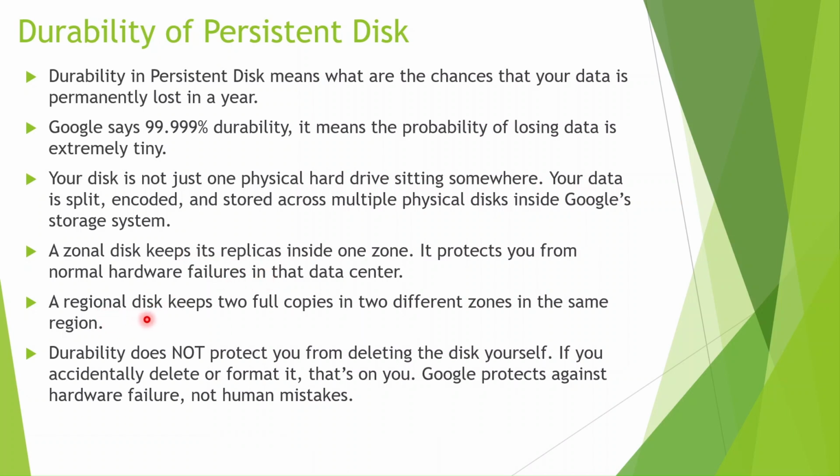And a regional disk keeps two full copies in two different zones in the same region. So in the same region, where we have at least three zones, it will keep two full copies in two different zones. In the zonal one there is an issue: if the zone goes down, your data cannot be restored until the zone comes up. But in the regional one, if a zone goes down, we can recover our data or use the data from another zone.